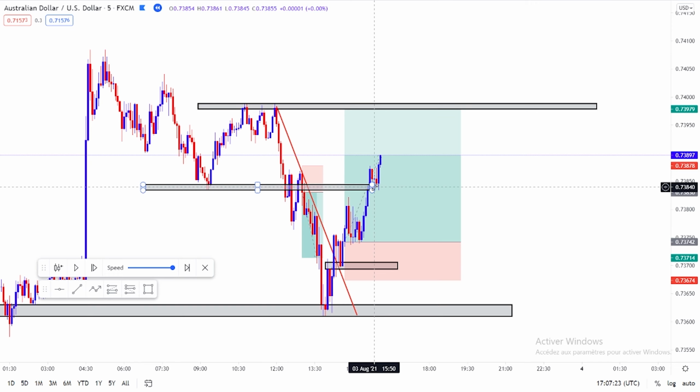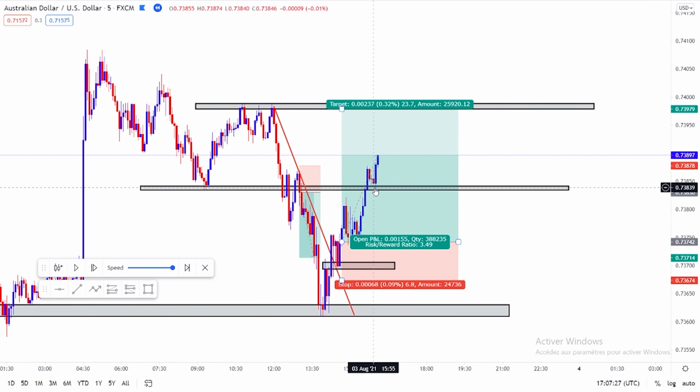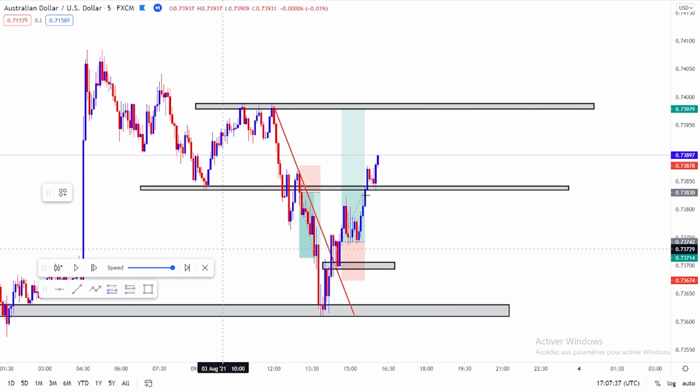Do you remember this resistance that we talked about, that we were afraid might reverse me? We actually broke it, guys. We broke it, we pulled back to it, we even have a confirmation. So this is another sign. I can even take another trade here. Let me make another trade.